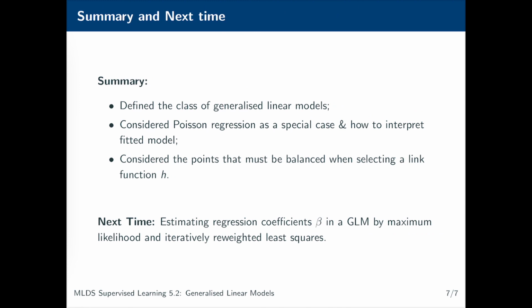So in summary then, in this video we've defined the class of generalized linear models. We've considered Poisson regression as a special case and how we can interpret a fitted Poisson regression model. And we've also considered the points that have to be balanced when selecting a particular link function h. In the next video, we're going to look at how to estimate the regression coefficients beta themselves within a GLM by maximum likelihood through an algorithm known as iteratively reweighted least squares.